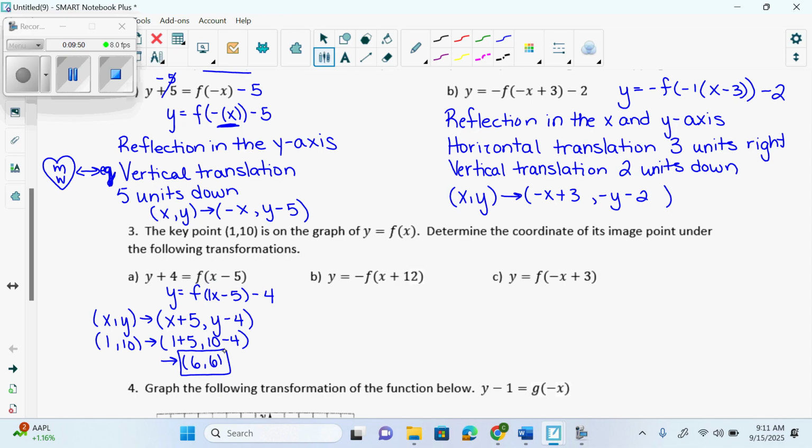B is in y equals already. So I can go straight to mapping. x, y becomes anything in this bracket affects the x. Anything not in that bracket does not affect the x, right? So I have a negative not in that bracket. So I'm going to get a negative y. Yeah? And in this bracket, I have x plus 12. So in this bracket, I'm going to have x minus 12.